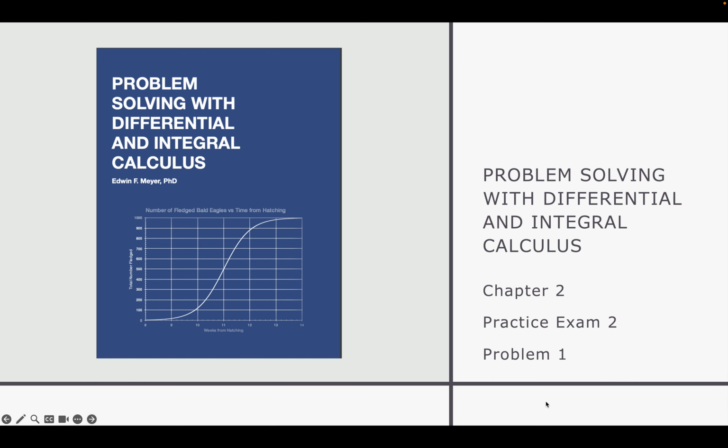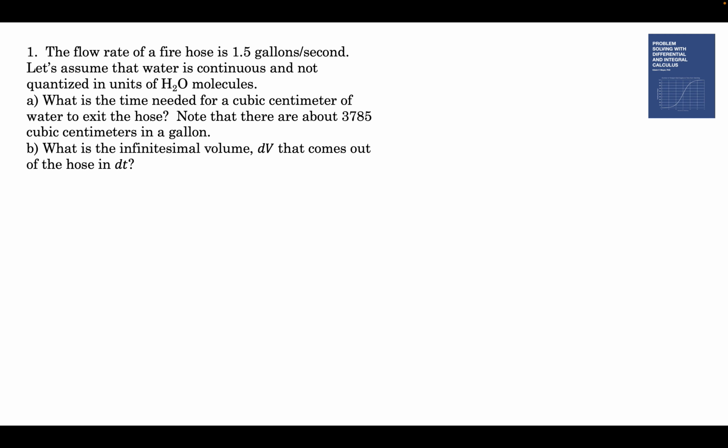This is problem 1 on practice exam 2 of chapter 2 in the book Problem Solving with Differential and Integral Calculus. The flow rate of a fire hose is about 1.5 gallons per second. And we're going to assume it's continuous, so it's not like water molecules coming out. It's continuous. What is the time needed for a cubic centimeter of water to exit the hose? Note that there are about 3785 cubic centimeters in a gallon.